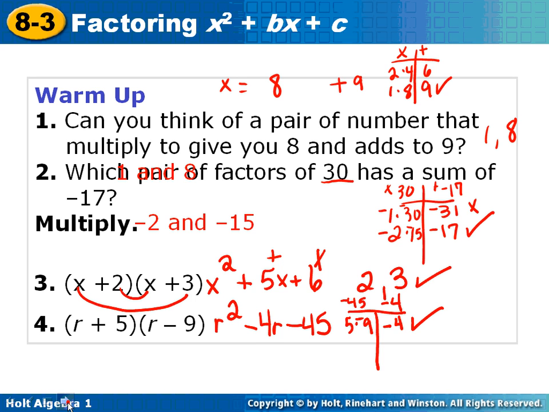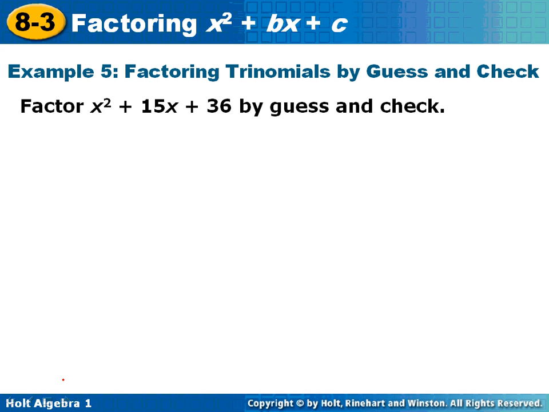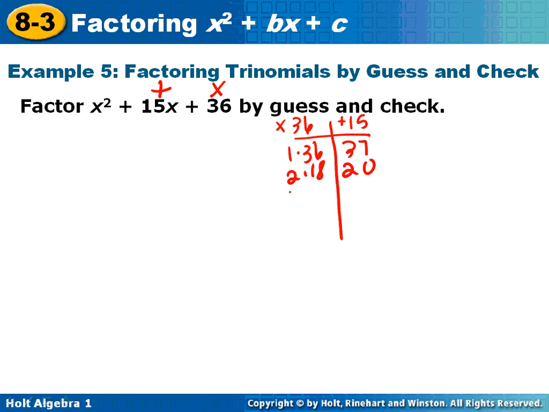All right, now that you're all warmed up, let's go to the first problem, which is real problem number 5. We are going to factor this. It's called guess and check, but we're going to make a table. So I need to think of 2 numbers that will multiply to give me 36 and add to give me 15. Now I'm really not sure what these are, so I'm going to write it in a little table. Multiply to give me 36, add to give me 15. I would start with 1. That gives me 37. 2 times 18 is 20. 3 times 12 is 15, and there's the factors that work.